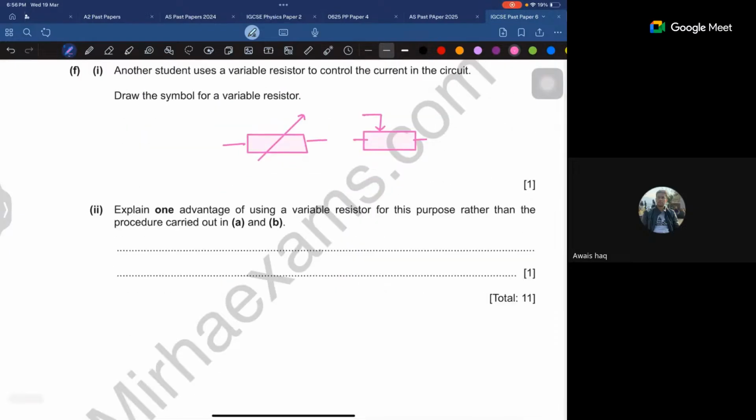Explain one advantage of using a variable resistor. We do not need to disconnect the circuit to replace the resistance. That is the main idea. You can also fine tune it according to your needs.